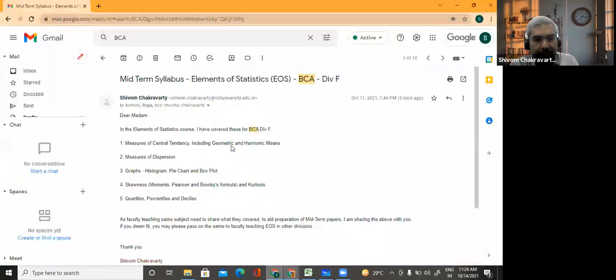This is the mail everybody must have received. This is your syllabus for the midterm. You must have also received this; I have written to some of the faculty members. So this is the syllabus: measures of central tendency, including geometric and harmonic mean. We need to practice that also, geometric and harmonic mean practice we will do.